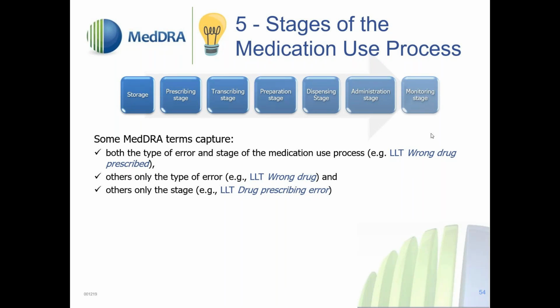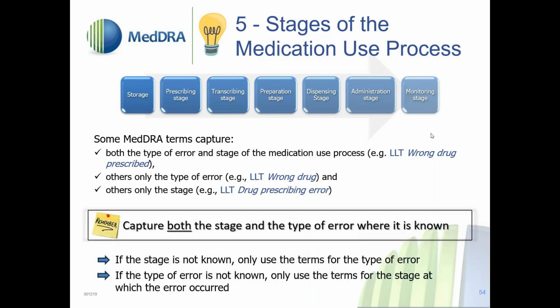So if the stage where the error occurred is unknown, you can just select the LLTs for the type of error. And others capture the stage only, like LLT drug prescribing error or LLT drug dispensing error. Again, if the error is not specified, you would just select an LLT to capture the stage where the error occurred. So always capture both the stage and the type of error where it is known. And if the stage is not known, capture the type of error only, or if the type of error is unknown, capture the stage only.